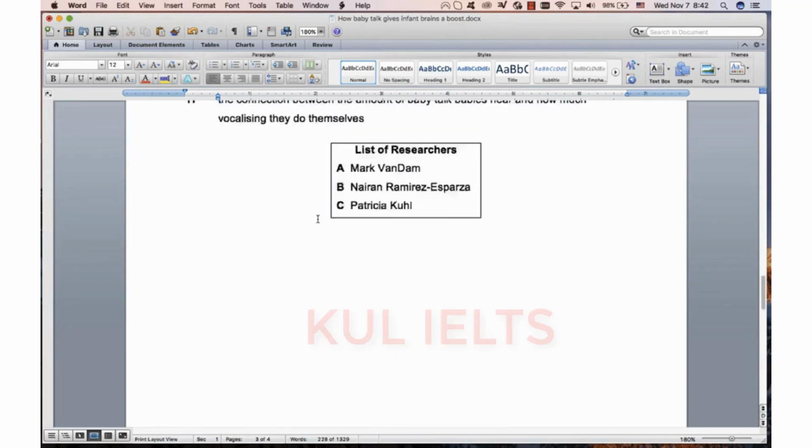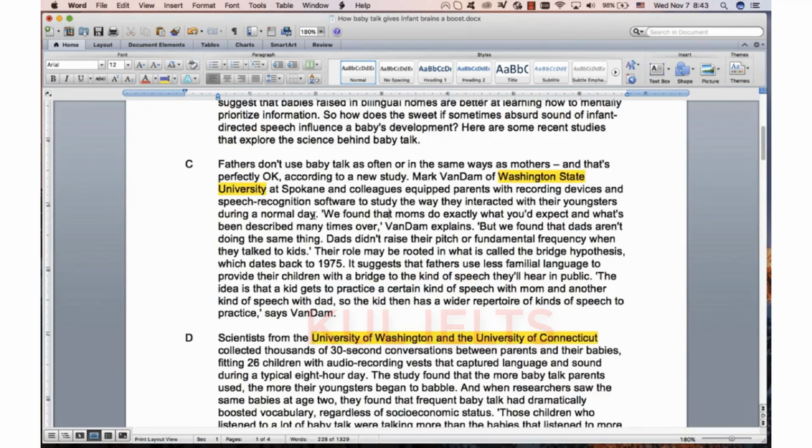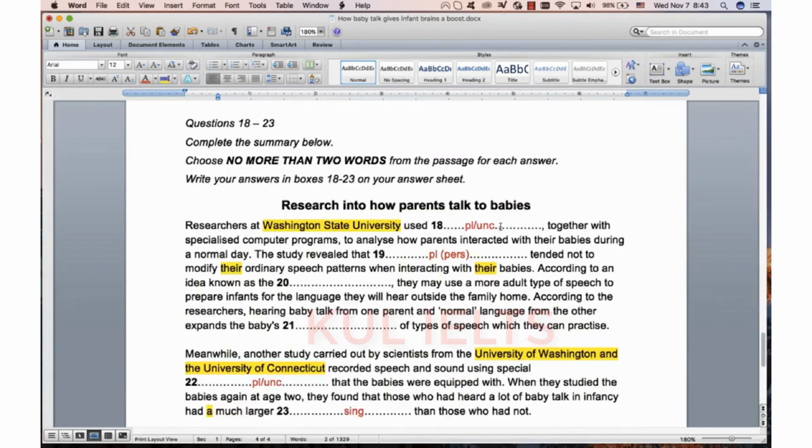Specialized computer programs, let's find the computer programs. And the specialized computer programs is there. Software, computer programs, direct synonym. We're looking for a plural or an uncountable, and there's only one thing it can be, and it's the recording devices. Recording devices and computer programs, software. Recording devices together with computer program software.